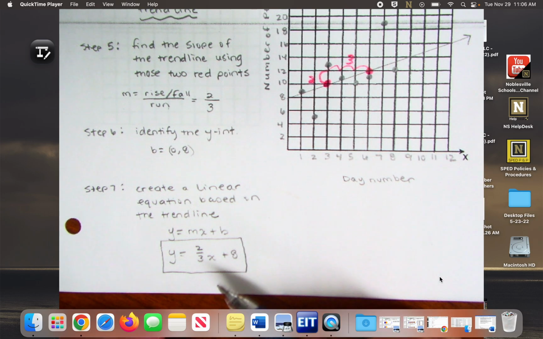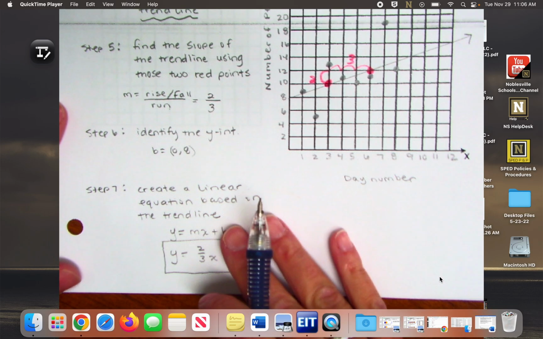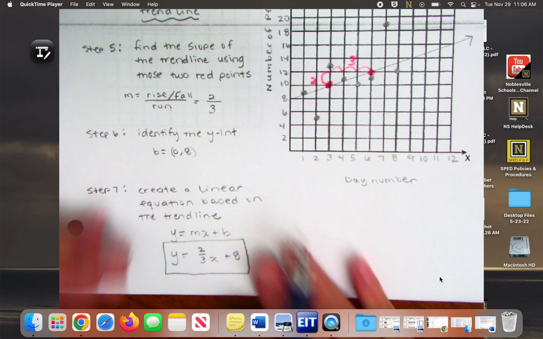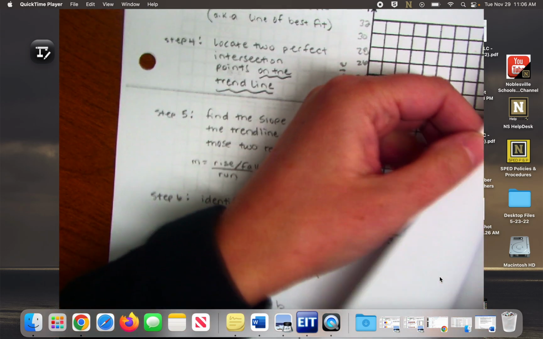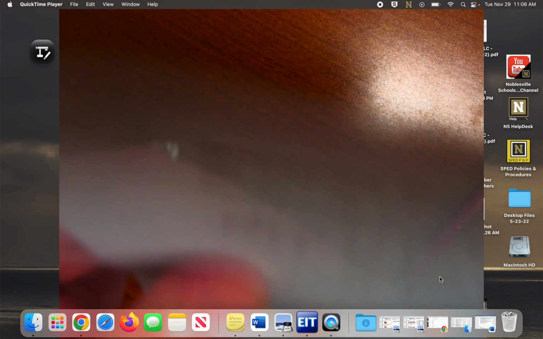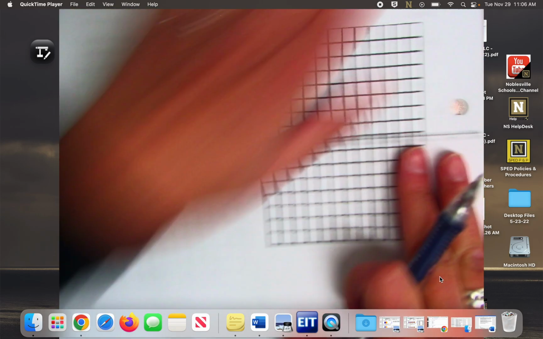And we'll talk about what we will use this for when I get back. But right now I just need you to get from step 1 to step 7. Okay, so let's turn the page and we'll do another one together. All right.